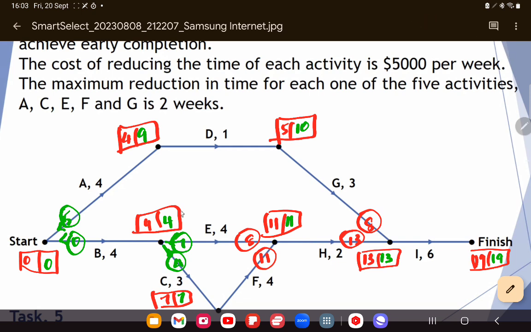So what I usually do is I highlight the activities that can be reduced, which is A, C, E, F, and G. Now, in the forward scan, if we are to minimize the minimum completion time, during the forward scan, we need to actually crash activities.